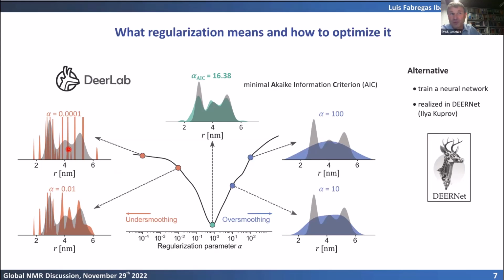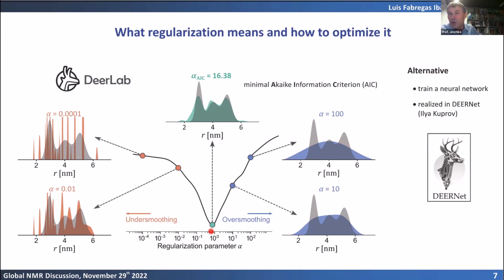This is called undersmoothing. And then there's some optimal case. You see, you don't have a perfect fit. You never get a perfect fit for an ill-posed problem, but you are pretty close to the ground truth, which is this gray thing. And then if you increase the regularization parameter even more, then you get to oversmoothing, then you lose features of the distribution. If you have a very large regularization parameter, you completely lose the features of the distribution.